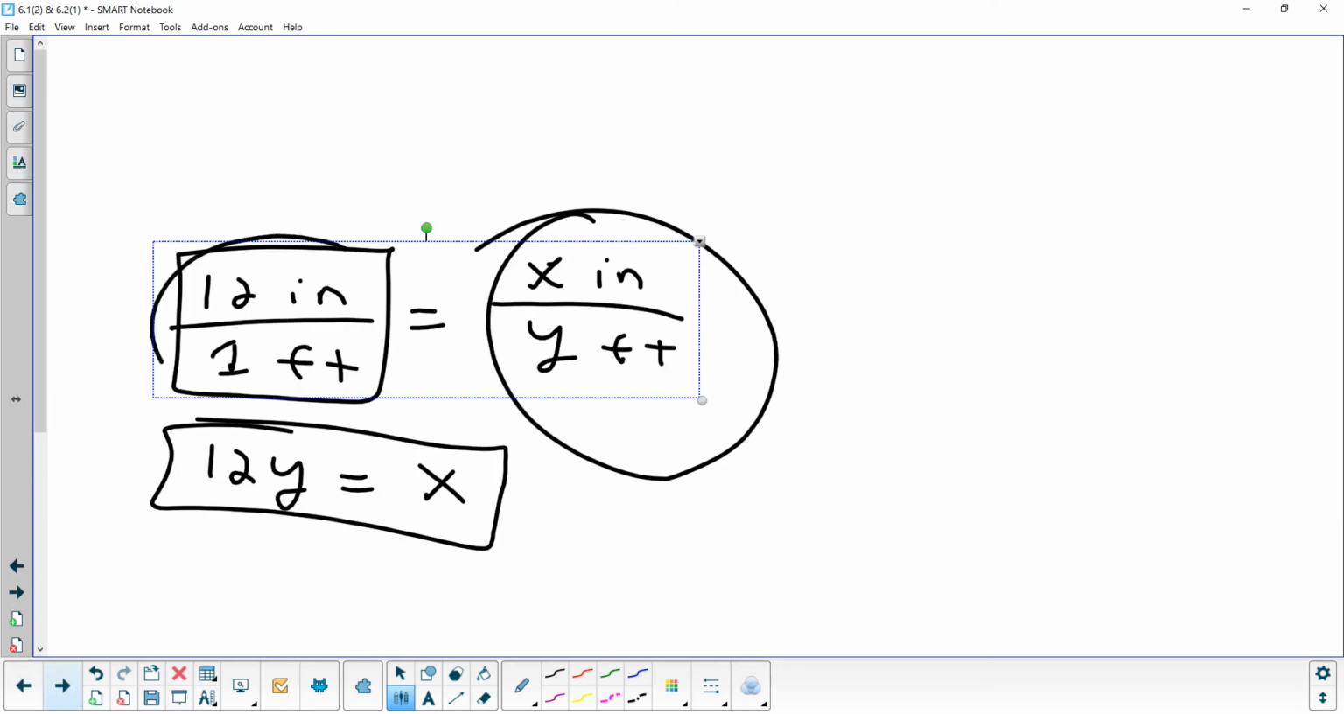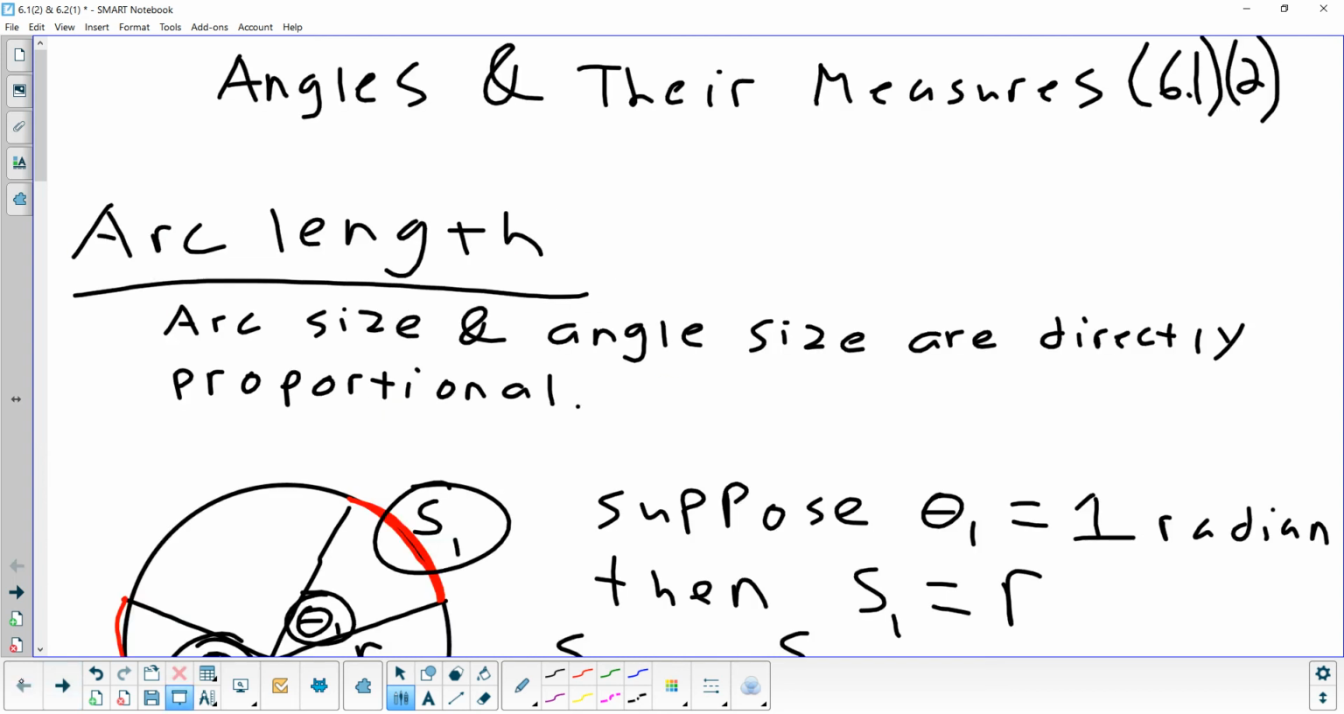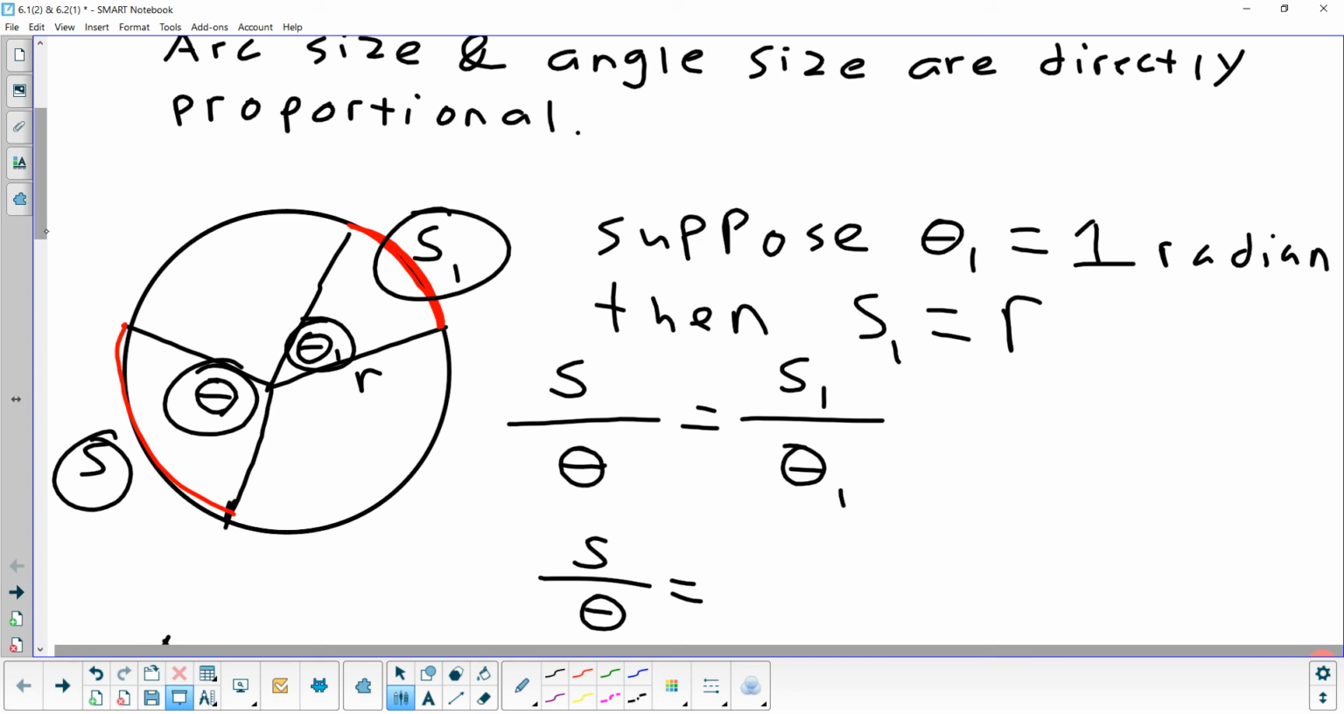And now on the other side, you have to put your conversion, your fact that you know is true, that connects the two things. The fact that we know is true from the definition of a radian is that if this angle is 1 radian, then the arc length equals the radius. That's part of the definition. That's automatic. How do we know that S over theta is equal to S1 over theta 1? Because they're directly proportional. As long as two things are directly proportional, you can set up a proportion. If they weren't directly proportional, then you wouldn't be able to set it up.